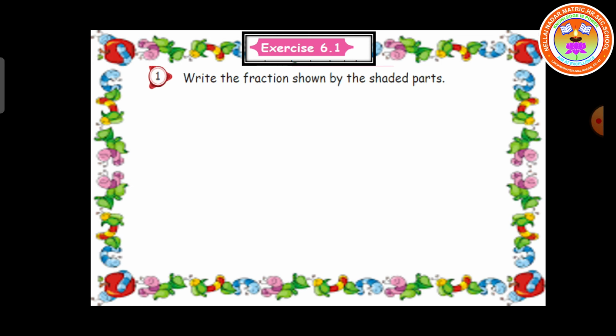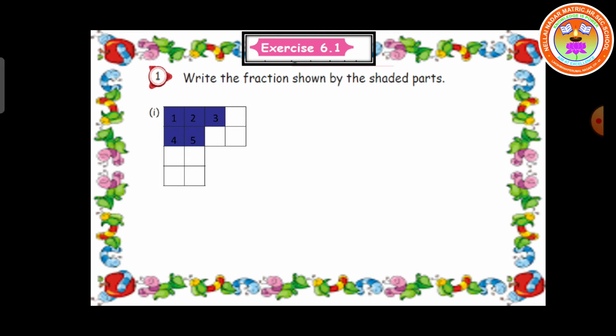Then write the fraction shown by the shaded parts. This is a problem given in exercise 6.1. Students, exercise 6.1, write the fraction shown by the shaded parts. First problem, here they have given one figure. In the figure, how many boxes are colored? 5 boxes, right? And how many boxes are there?